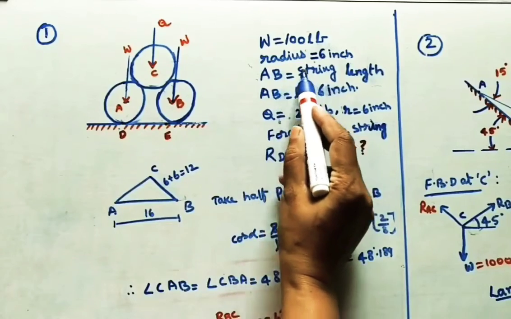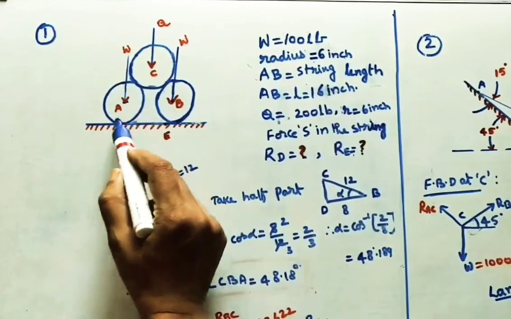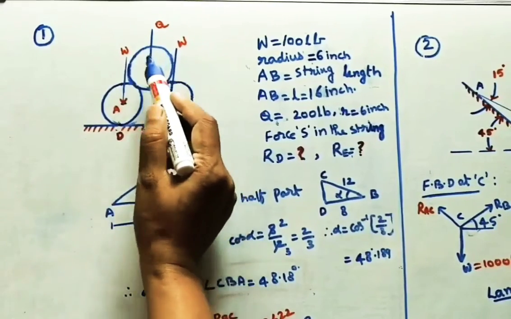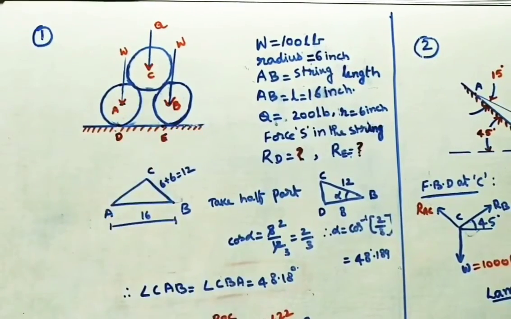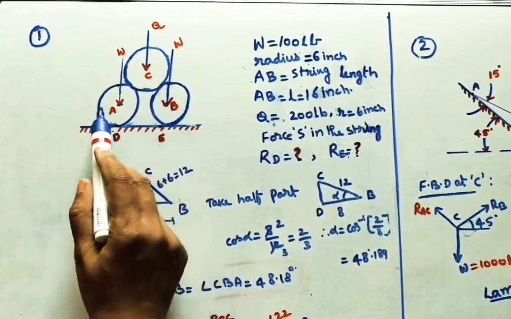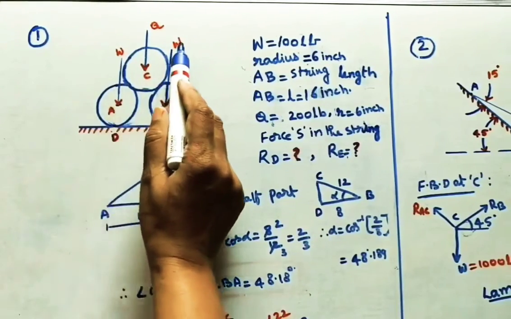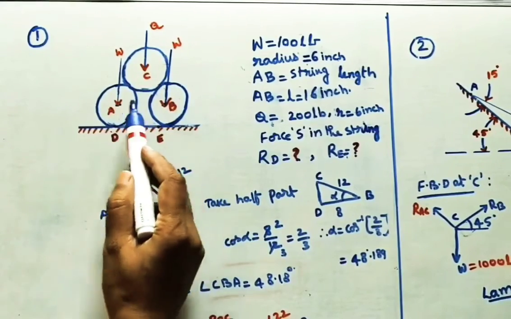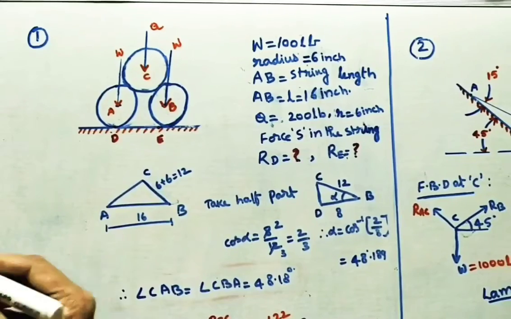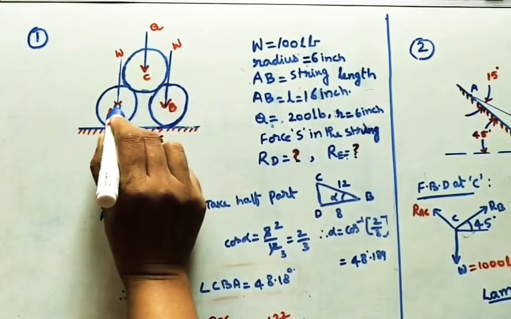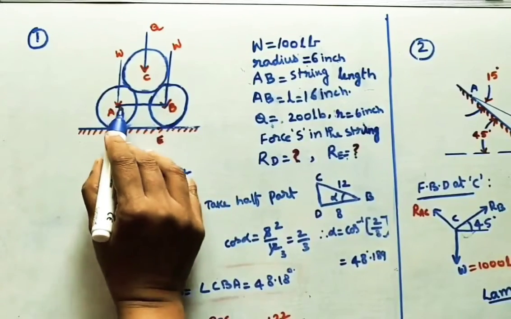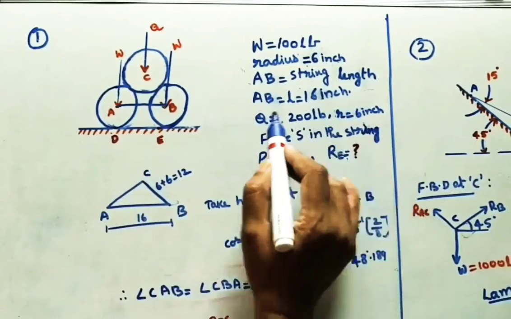Here the radius is 6 inches each, and this radius is also 6, meaning 3 symmetrical, same size rollers. Now the weight of rollers A and B is W each, and these two have the same value. W is 100 lb, and we are connecting these two with one string. AB is the string, and the AB length is given as 16 inches.